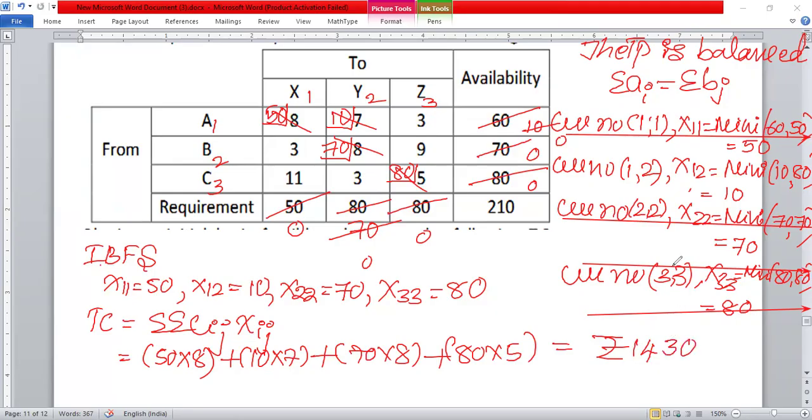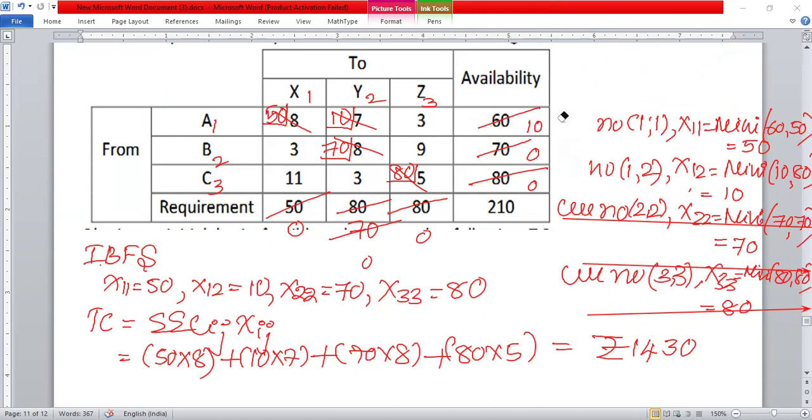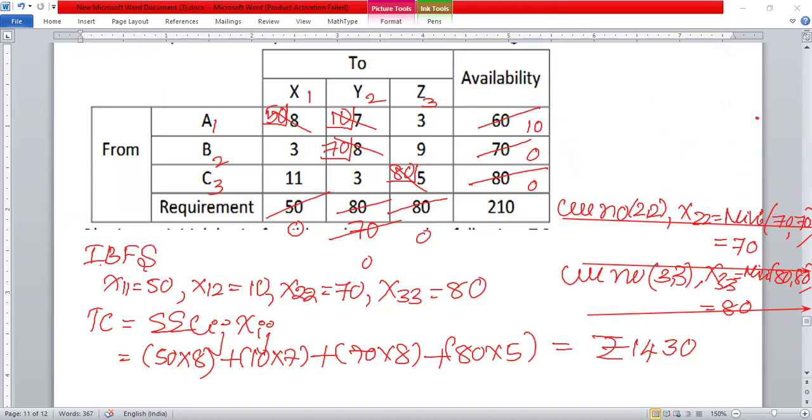So let me check whether it's degenerate or non-degenerate. Please check the answer once again. Okay, now we'll move on to whether it is degenerate or non-degenerate. Ready with that? How many allocations are there? 1, 2, 3, 4. Okay.